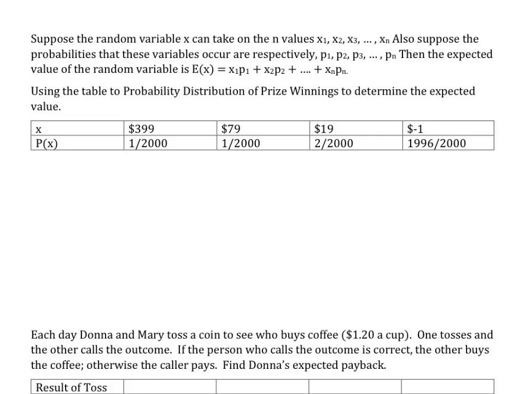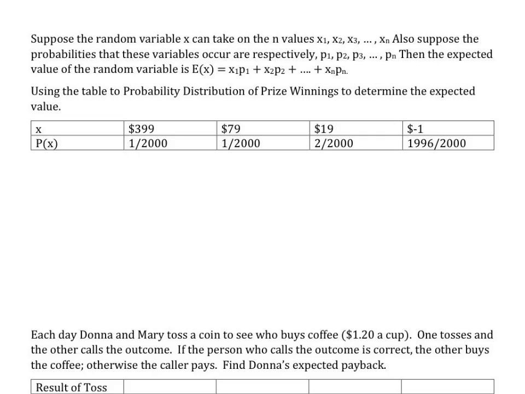Suppose the random variable x can take on the n values x sub 1, x sub 2, x sub 3, etc. Also suppose the probabilities that these variables occur are probability of 1, probability of 2, etc. respectively. Then the expected value is to multiply the x value by its probability and then add them all together to find what our expected value would be.